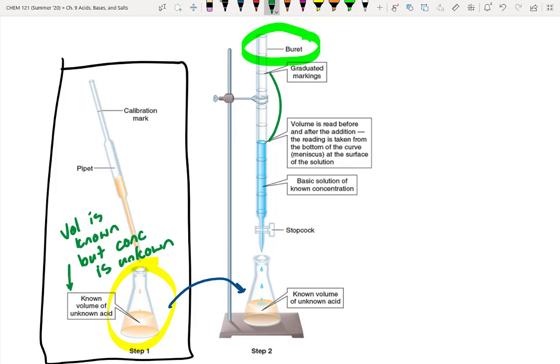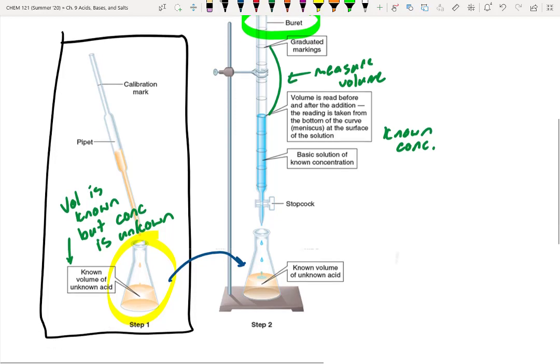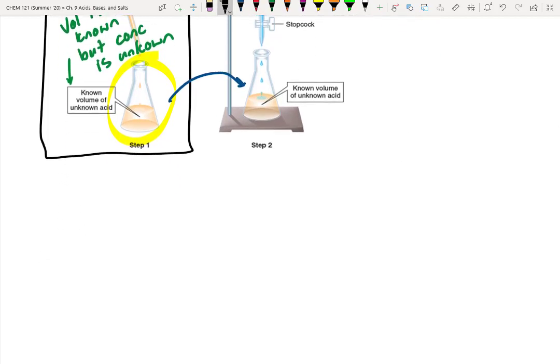And because we know the concentration of this, so we can measure the volume. That way it's known. And then second, it has a known concentration. We can do some math to basically back calculate out the amount of moles in this unknown acid, or the concentration of it, since we know the volume as well. All right, so I know it's a little bit weird to think about, but it's commonly done, and there's a few more terms that we need to describe.